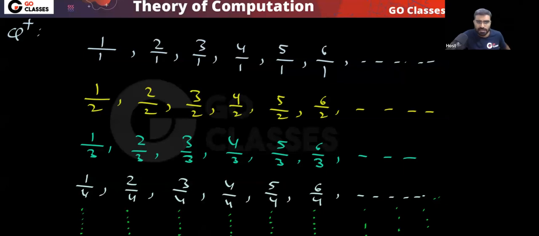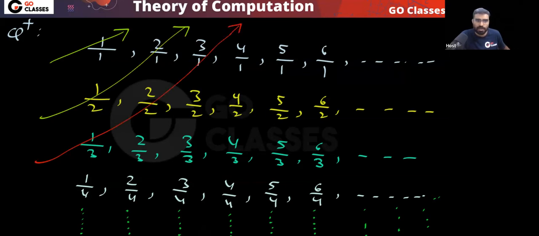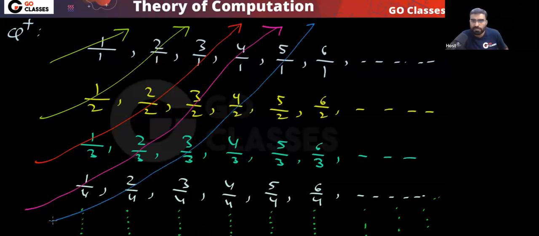Using this idea, this will happen. First, you will cover this. Yes or no? Then these two will be covered. Then this row, this diagonal, will be covered. Then this diagonal will be covered. Yes or no? And so on, and so on. Then this diagonal will be covered.